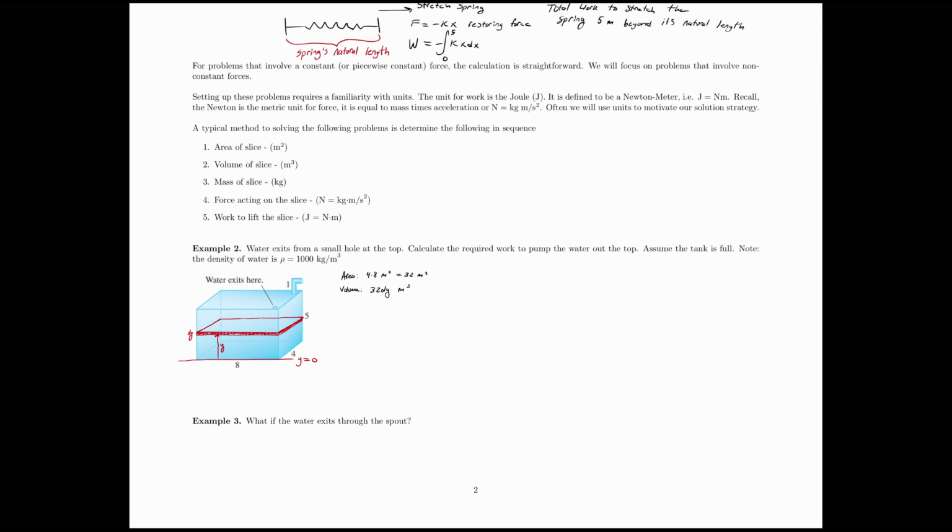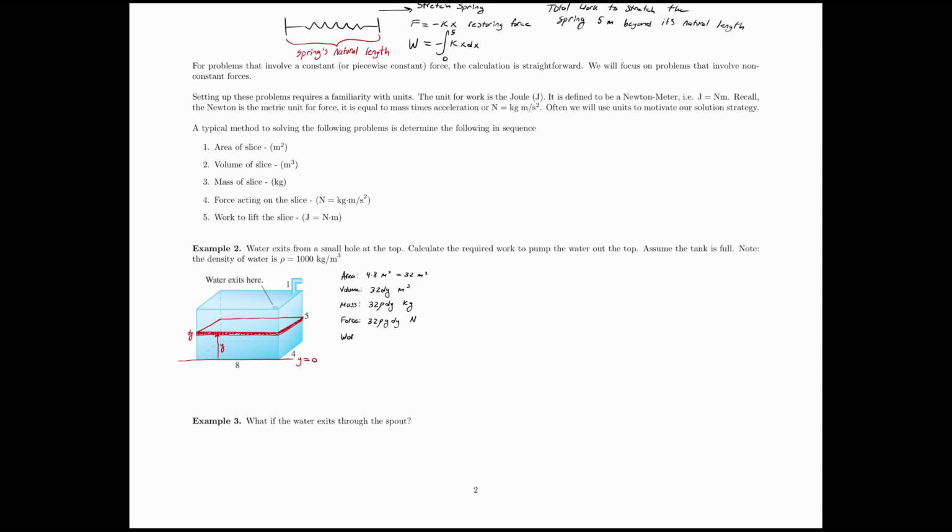There you go. So then the mass, of course, we use the given density. So I'll just write this as 32 rho dy. We'll just multiply by that. So this becomes now kilograms. After mass, we want to know the force acting on that slice, so we would multiply by g. So I'll say 32 rho g dy, and the units of force are newtons.